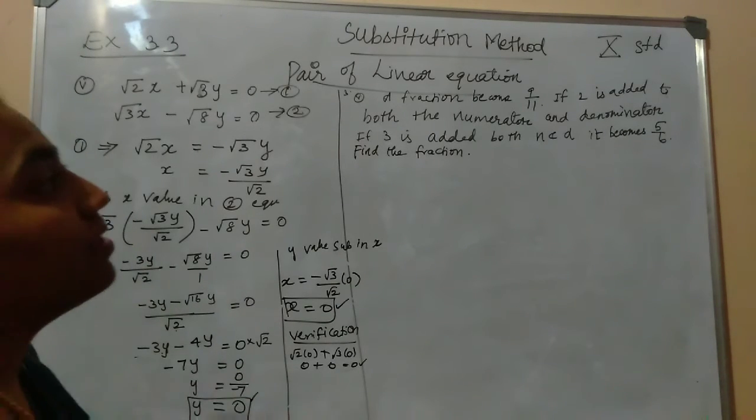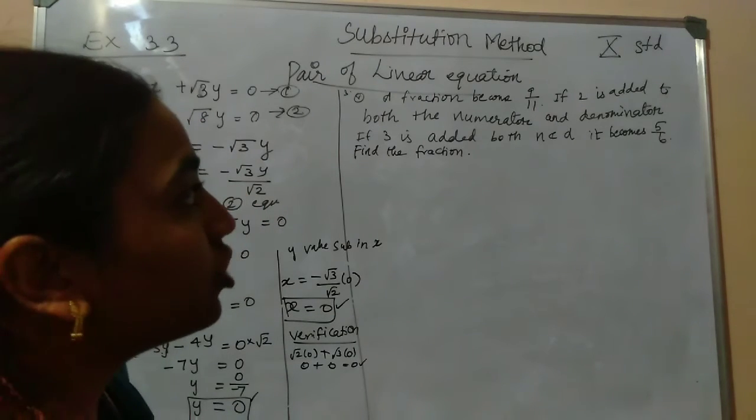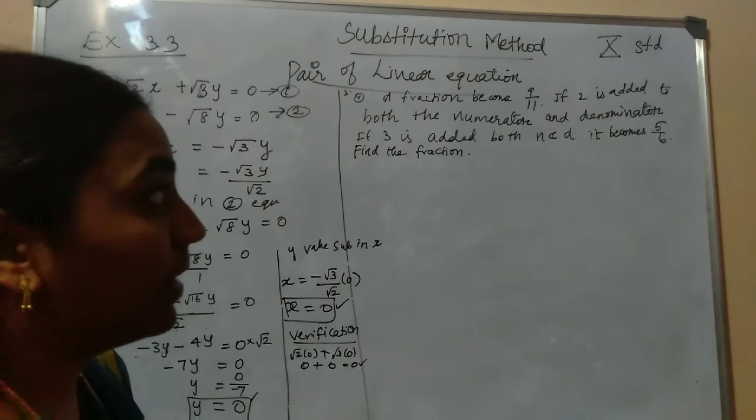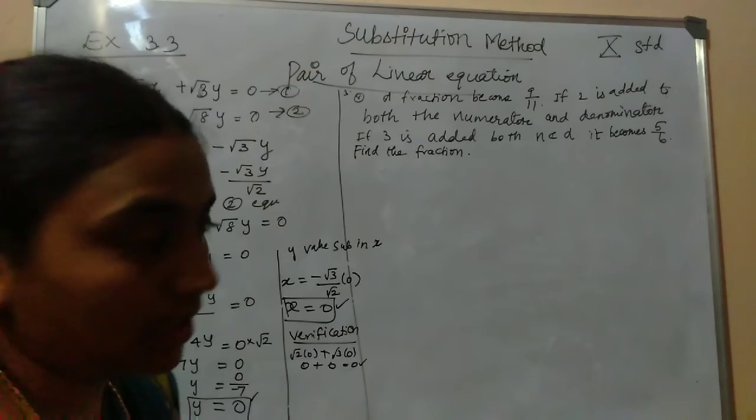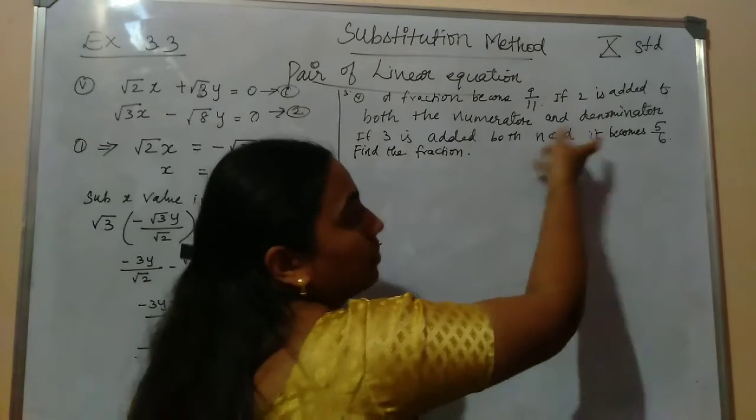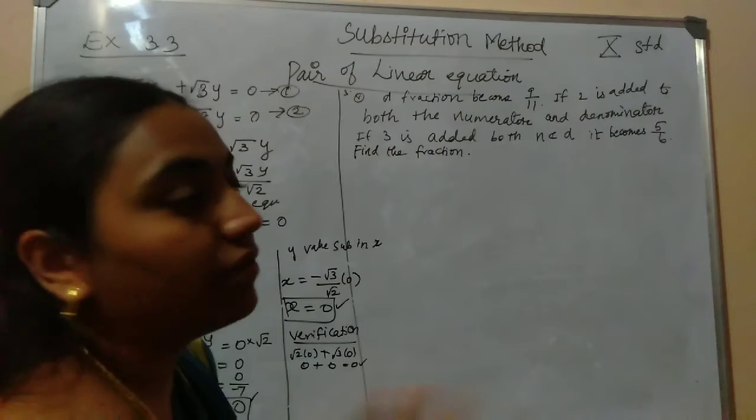Next one, a word problem is there. What is the word problem? A fraction becomes 9 by 11 when 2 is added to both the numerator and denominator. Next, if 3 is added to both the numerator and denominator, it becomes 5 by 6. Find the fraction.